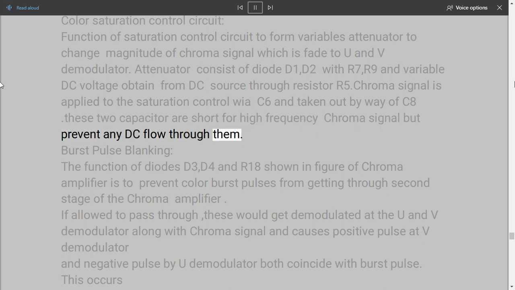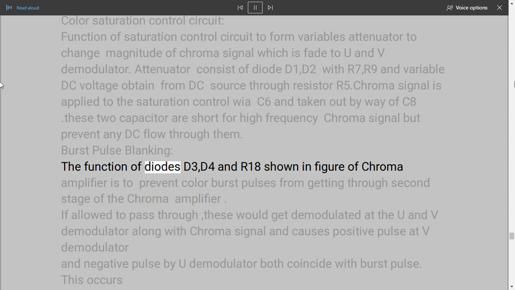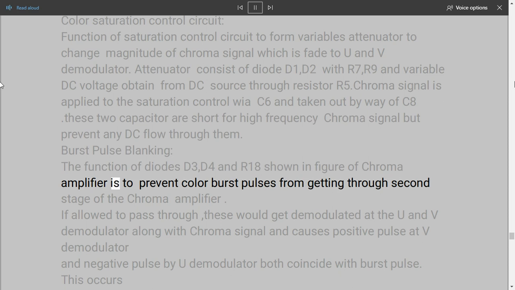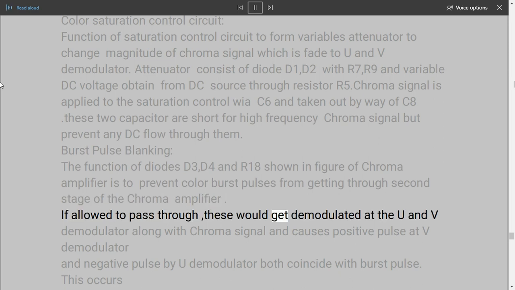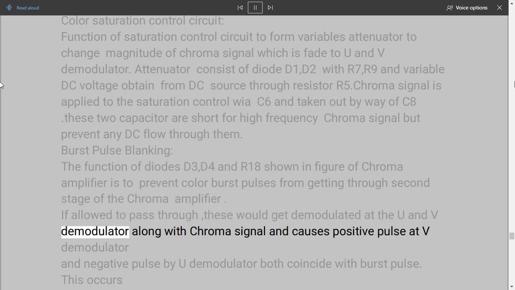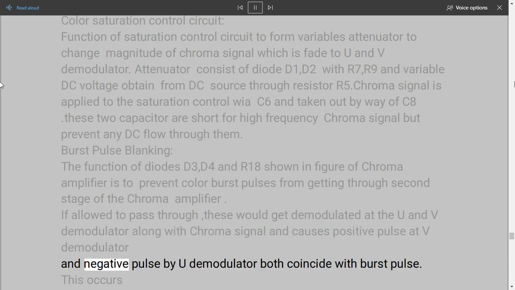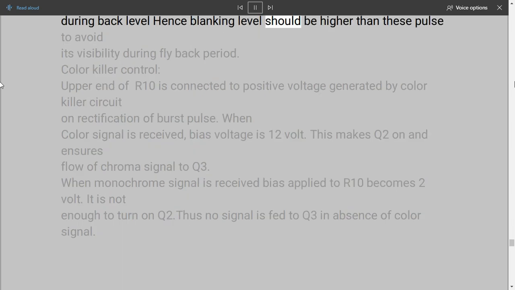Burst pulse blanking. The function of diodes D3, D4, and R18 shown in the figure of the chroma amplifier is to prevent color burst pulses from getting through the second stage of the chroma amplifier. If allowed to pass through, these would get demodulated at the U and V demodulator along with the chroma signal and cause a positive pulse at the V demodulator and a negative pulse at the U demodulator, both coinciding with the burst pulse. This occurs during back porch level, hence the blanking level should be higher than these pulses to avoid their visibility during the flyback period.